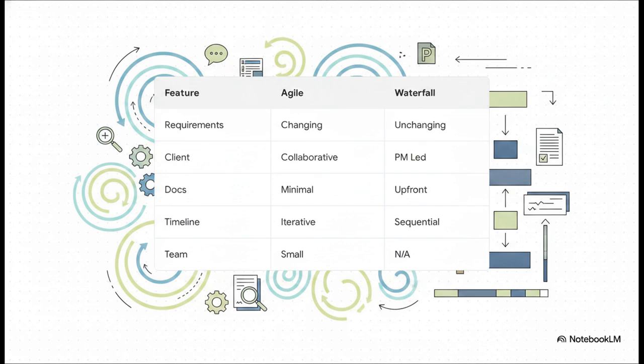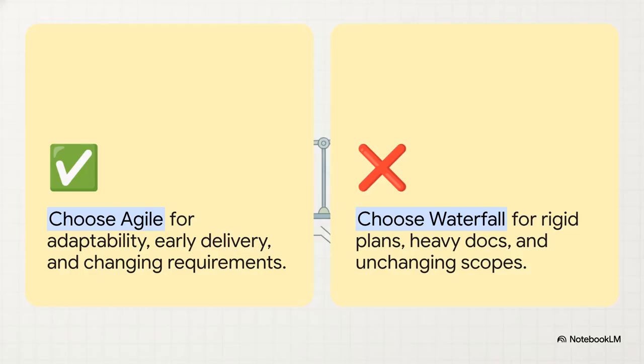See, Agile handles high-risk, rapidly changing environments beautifully, while Waterfall is often demanded for fixed-budget, low-risk, predictable contracts. Mapping these constraints will honestly solve 90% of your questions. To boil it all down, adaptability, early delivery, changing requirements, that's a massive green light for Agile. Rigid plans, heavy documentation, simple and unchanging scopes, total red flag for Agile. Go ahead and choose Waterfall.